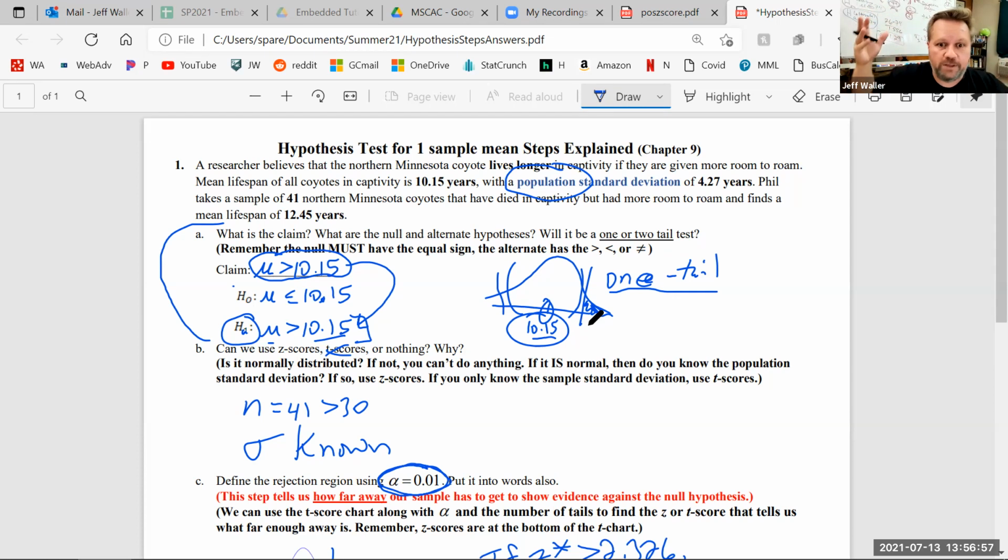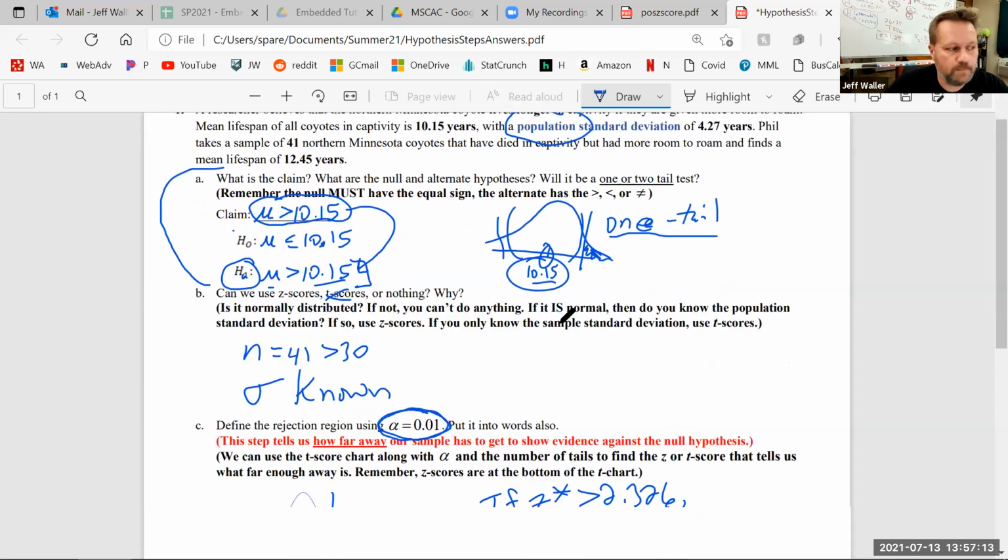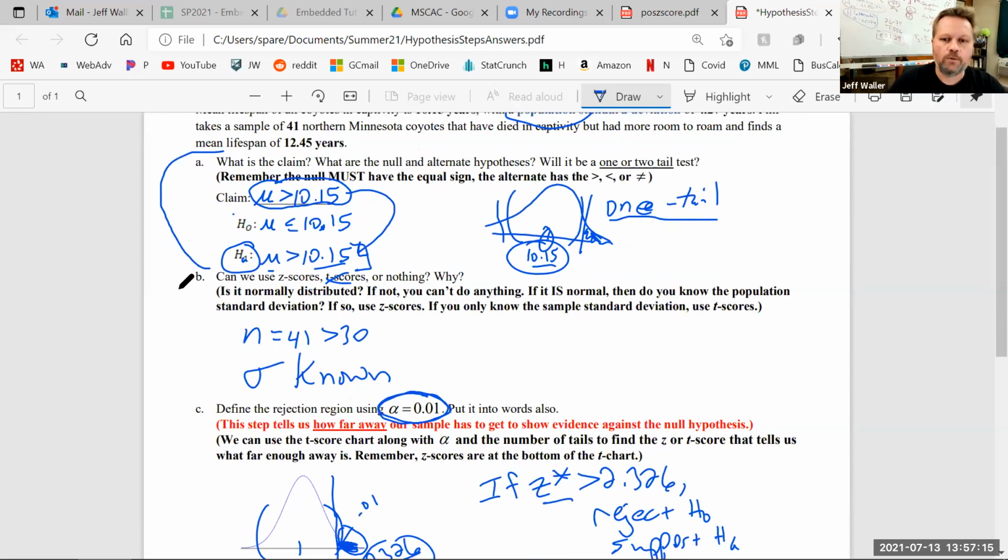When you first got it, you were like, what's all this? What is this two rows business? Well, now we know there's one-tailed tests and there's two-tailed tests. And we'll do a two-tailed test immediately after this one. Okay. First step, what are you talking about? What's the claim? Second step, what can you use to talk about the claim? Can you use t-scores or z-scores?